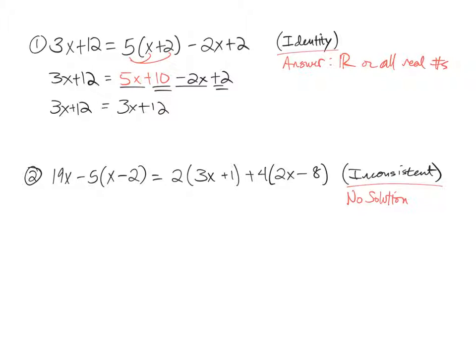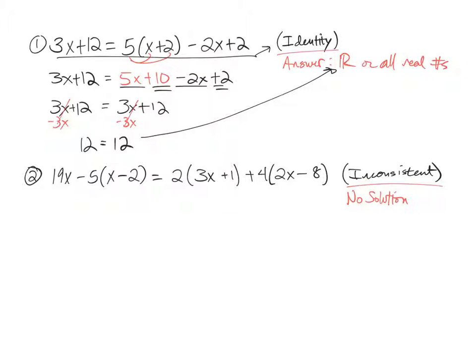I like to go down until there's no variable. So I will subtract 3x and say that 12 equals 12. And that I know 100% for a fact to be true. So since I have something that is true, does 12 equal 12? Yes. So that means our actual answer is all real numbers, and the type of equation this was is an identity.